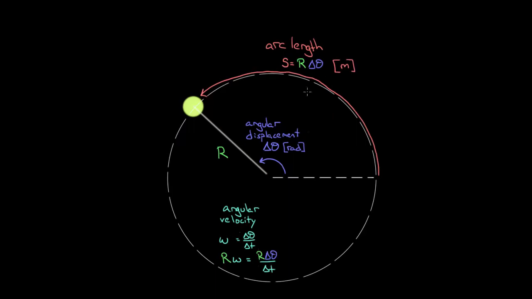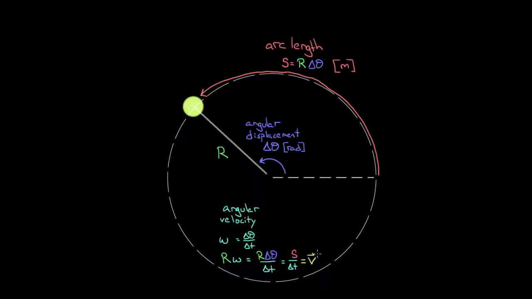R times delta theta is just the arc length. So this whole side over here is just how many meters that object has traveled around the edge of this circle divided by the time that it took. But that's just the speed. This arc length is just the distance the object has traveled, and the time is the time that it took, and distance per time is just speed. So this is the speed of the object. I'm going to write that as v, even though it's not velocity.